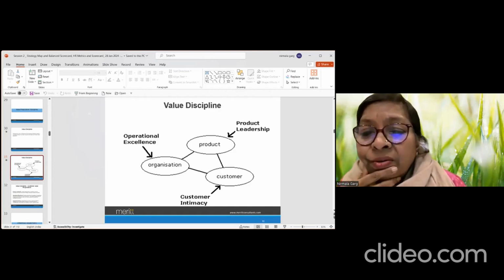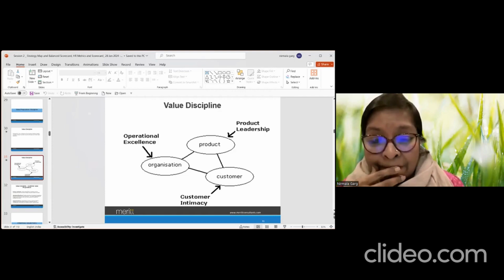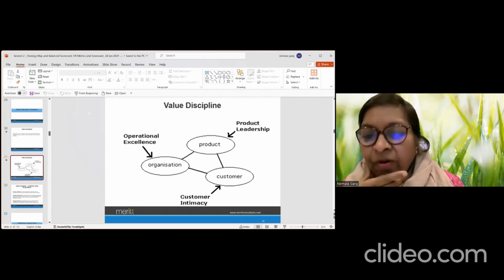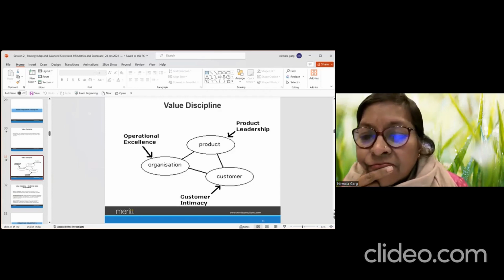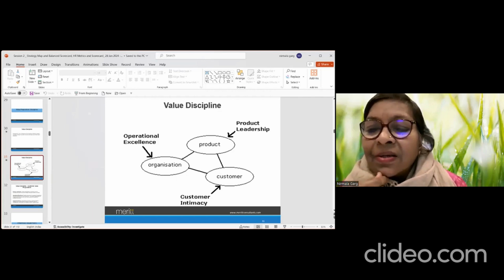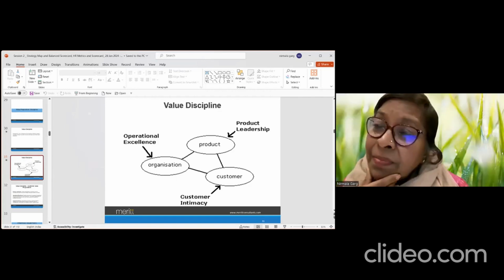So what does it mean? Where are they positioned? You tell me. Google. So in this value discipline, where would they be? Tell me. Anybody? Product leadership. Product leadership. Can you name any other companies that are at product leadership?